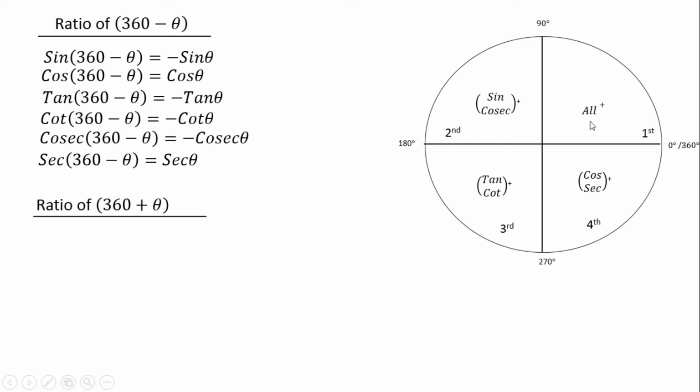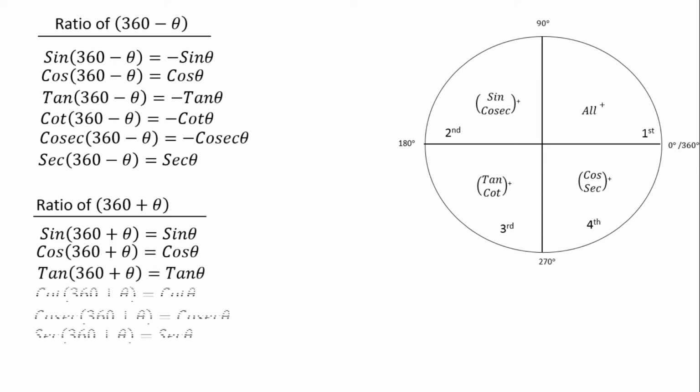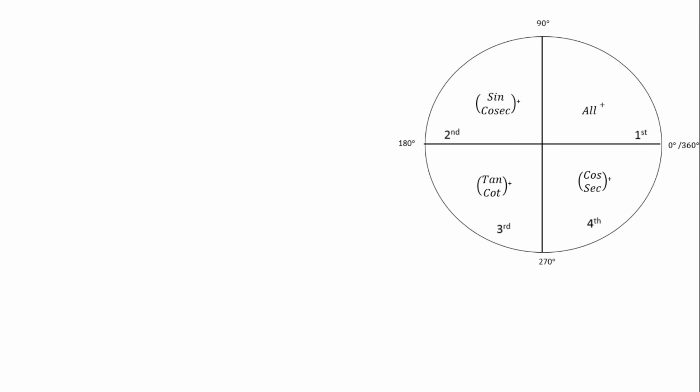And as you know, in the first quadrant all the ratios will be positive. So with 360, the ratio doesn't change, and the sign will remain positive. So sine positive, cos positive, tan positive, cot, cosec, sec all are positive. Like this we have to break the angle. Now finally we can see some examples of how to calculate the value.